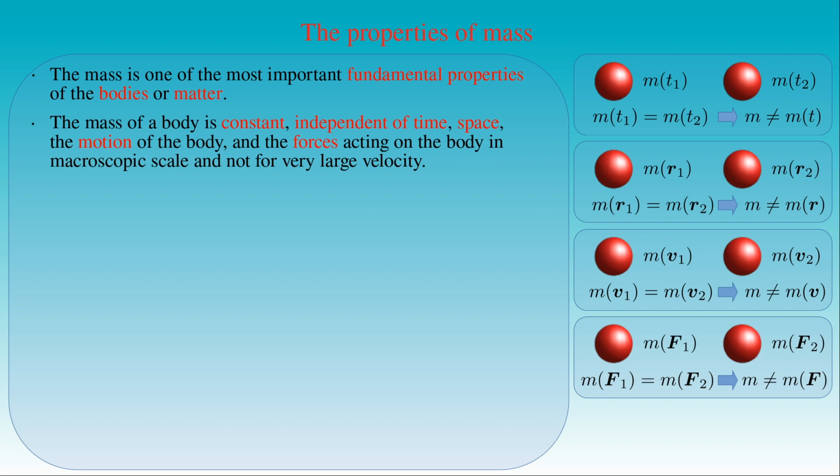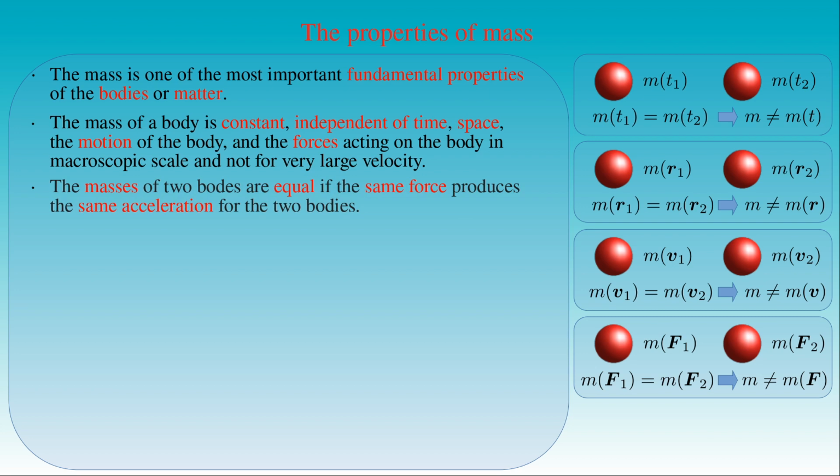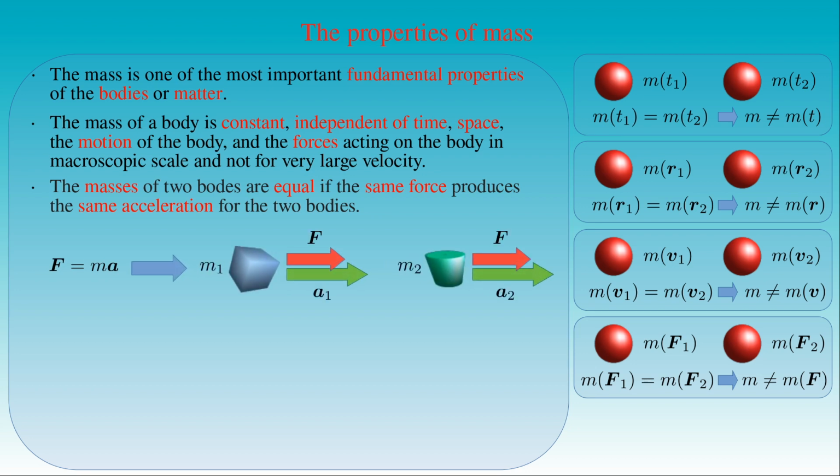We can also state that the masses of two bodies are equal if the same force produces the same acceleration for the two bodies. That is, the second law of motion tells us that the force F acting on a body is equal to the mass m of the body times its acceleration a. By virtue of the second law, if the force F acts on the bodies with the masses m1 and m2, then it produces the accelerations a1 and a2. If the accelerations a1 and a2 are the same, then the mass m1 is equal to the mass m2, that is, the bodies have the same mass.